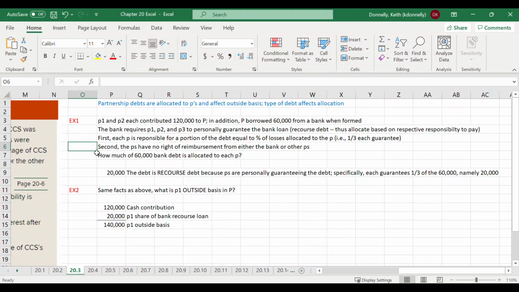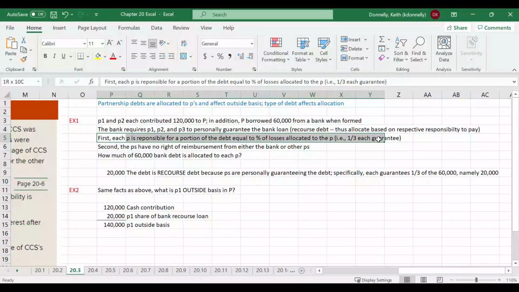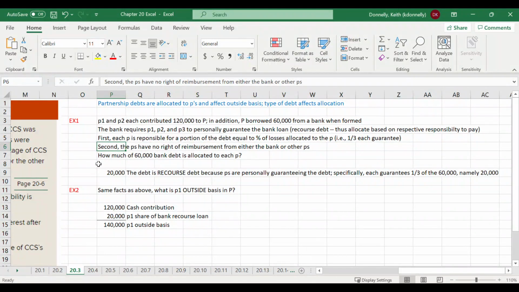It says here, each partner is responsible for the portion of debt equal to their percentage of losses allocated to the partnership. So in short, 1/3, each of them personally guarantee it. The partners have no right of reimbursement from either the bank or the other partners. How much of the debt is allocated to each partner? So in this case, essentially what happens is the partnership borrows 60 grand. There's three partners, each are on the hook for 1/3 of it. So that's $20,000. This debt is recourse debt, right? They can come after the partners individually and come after the personal assets.